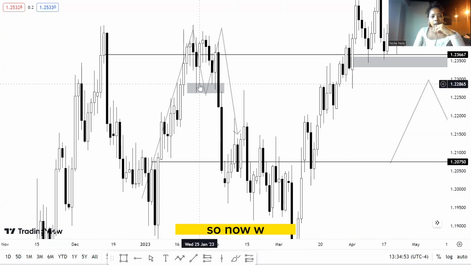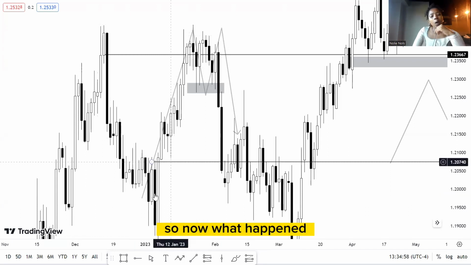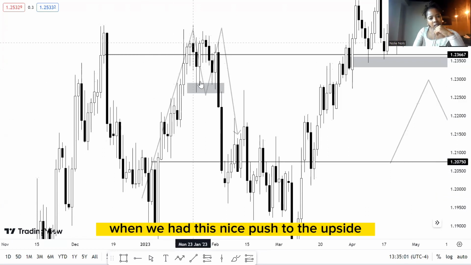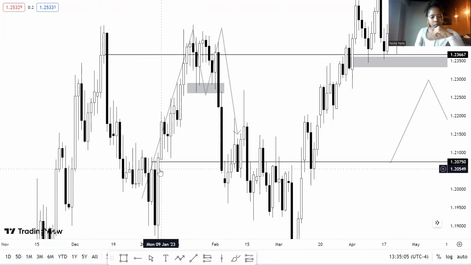So now when those two candles are open for us, what happened when we had this nice push to the upside after we were sponsored by the other block?